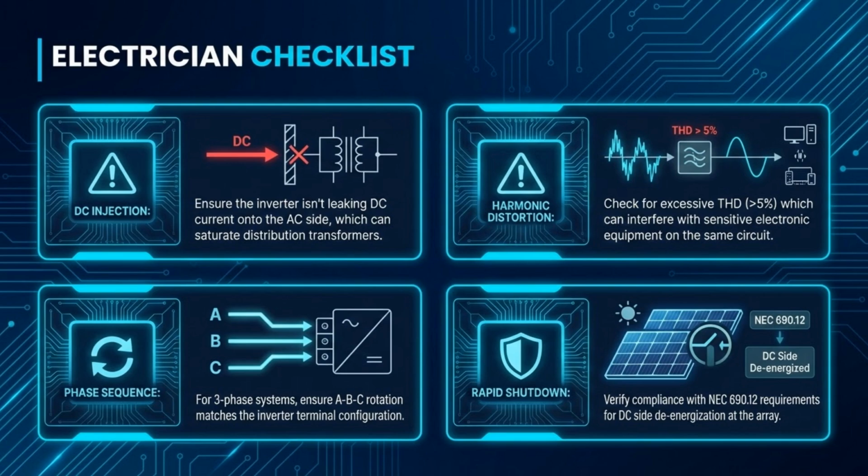Finally, here is a checklist of critical concerns for electricians: checking for DC injection, excessive harmonic distortion, correct phase sequence in 3-phase systems, and compliance with rapid shutdown requirements like NEC 690.12.